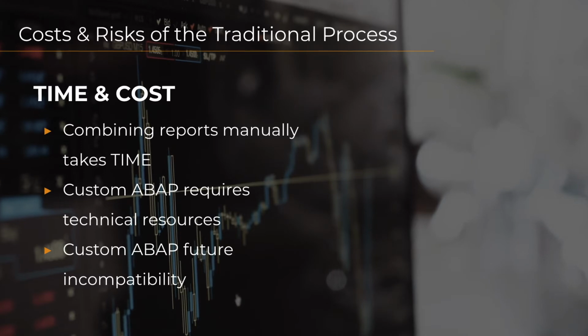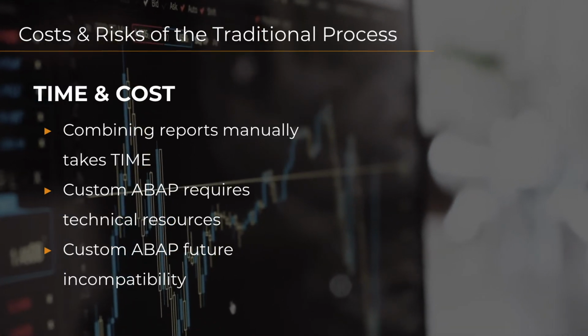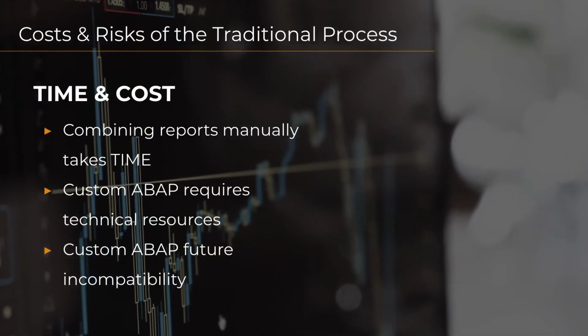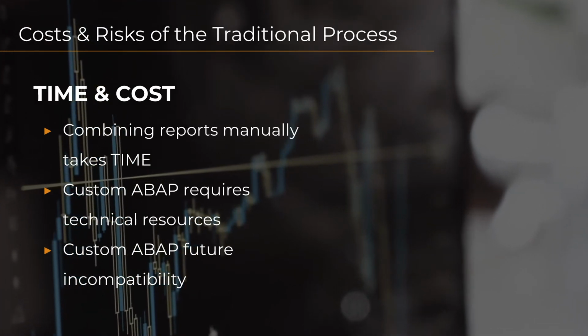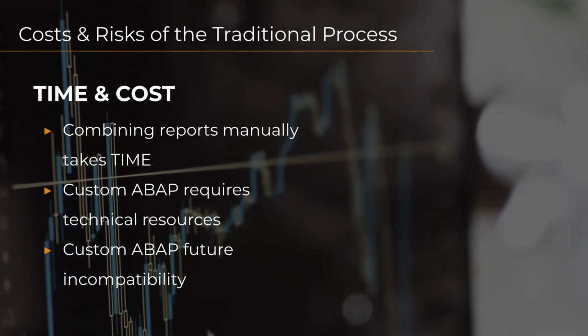Finally, there's time and resources to consider. Obviously, combining multiple reports together takes a lot of time, and this time could be better spent elsewhere. Requesting custom programming from your ABAP programmers takes those technical resources away from other projects and usually means waiting in the queue while your request is being prioritized. There's also the risk and extra work associated when SAP upgrades come through, like HR support packs, as custom ABAP reports must be analyzed for any impact. This could mean rewrites for you.